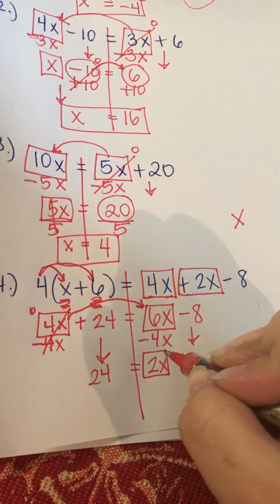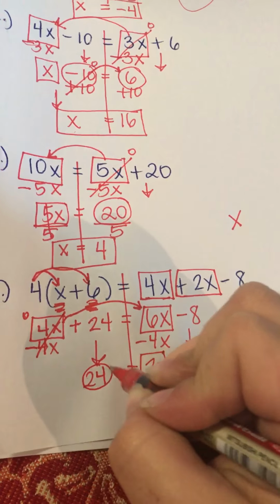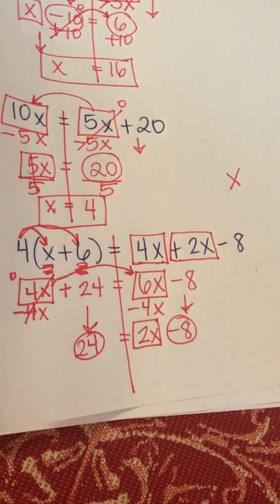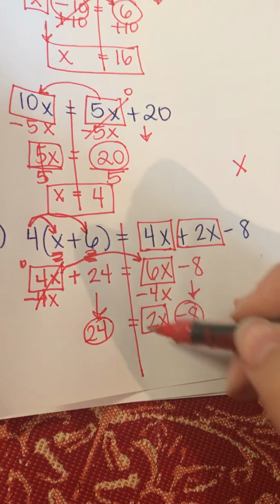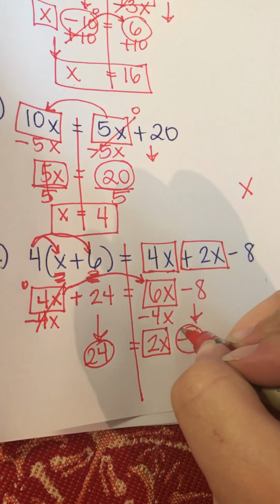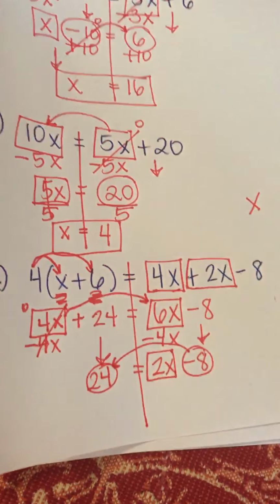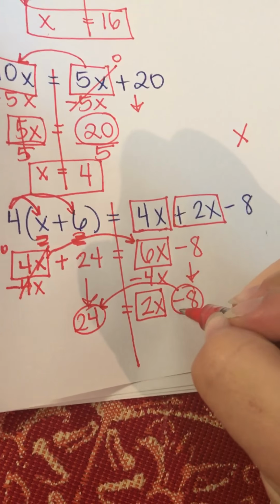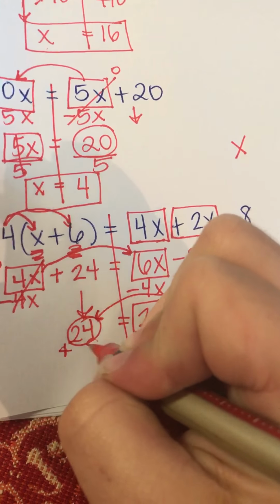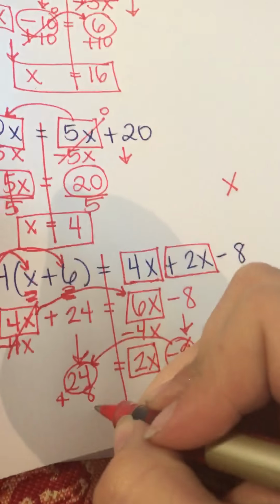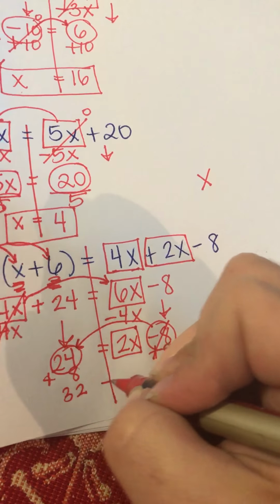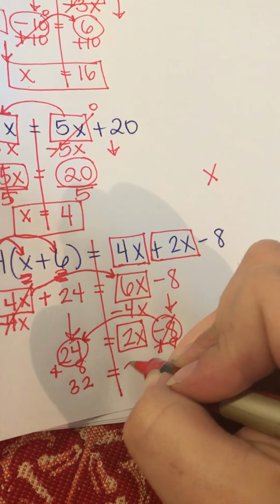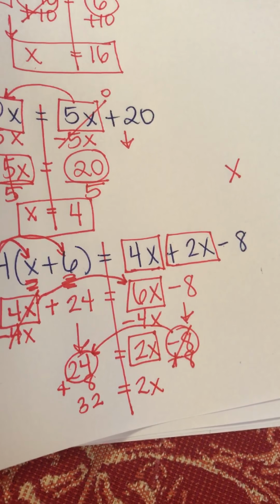Okay, I have a variable. Now my constants are on the wrong sides. They need to be together. So since I already have all of my variables here, I'm going to move this guy to be on the other side with the like term. It's a negative 8, so I'm going to add 8 and add 8. This one will give me 32, and I still have 2x on the other side.